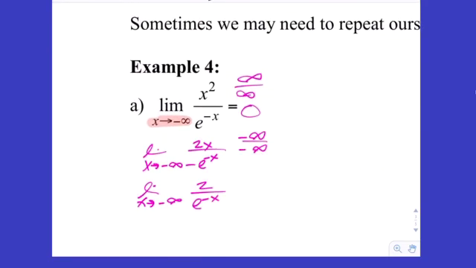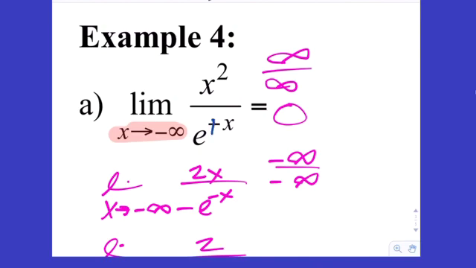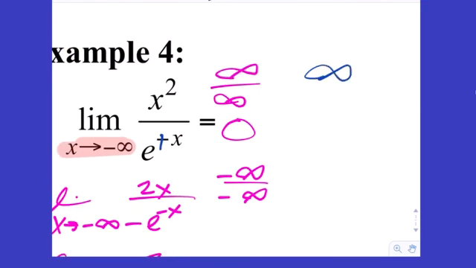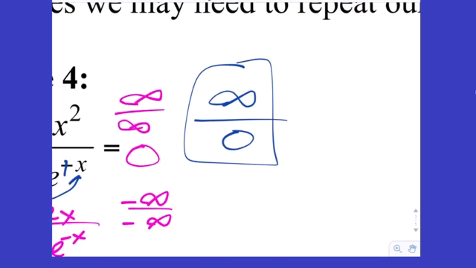Now, I do want to do one last thing. Return to example 4a. If the denominator had been e to the positive x, direct substitution would then yield infinity over, when you plug in a negative infinity now, it would be e to the negative x. What is e to the negative x approaching? 0, because that's the same as 1 over e to the x. So direct substitution would give you infinity over 0. Is that an indeterminate form? Well, first, it's not 0 over 0, and it's not infinity over infinity. So it's not an indeterminate form, which means it should be determinate.